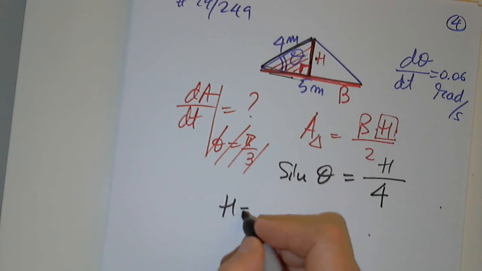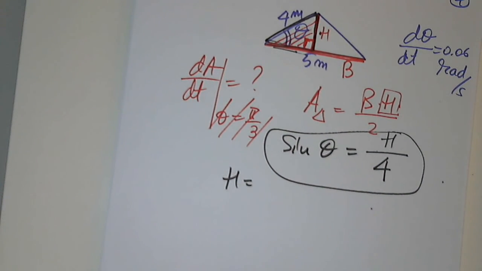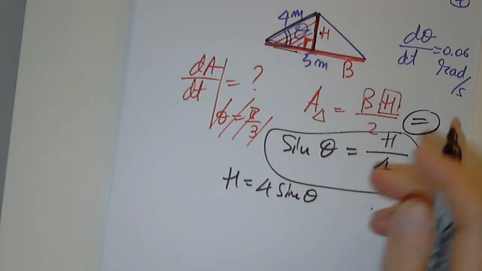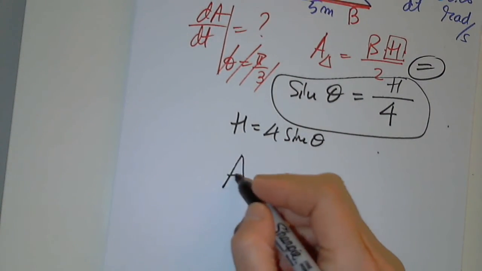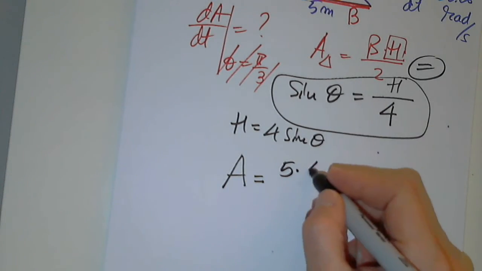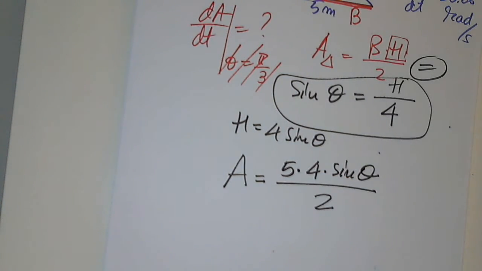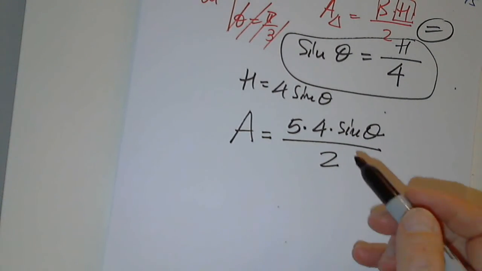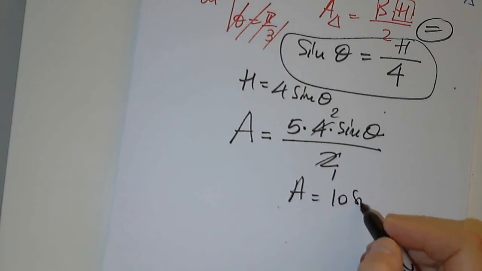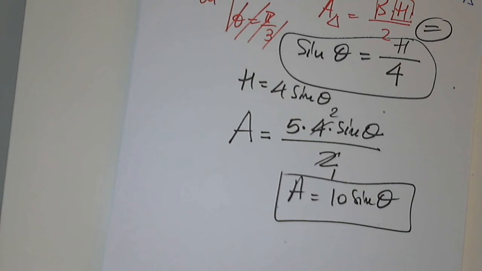Can anyone give us h from this equation? 4 times sine theta. Very good. So then I have now the area, which is base, which is 5, times height, which is 4, times sine theta divided by 2. After simplification, then I have the area equals 10 sine theta. It couldn't be a nicer equation, I hope you agree.